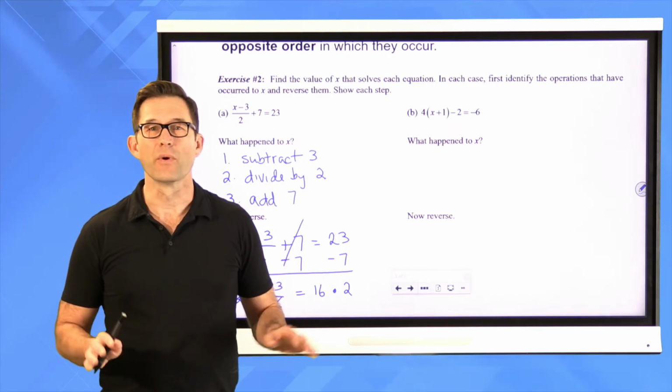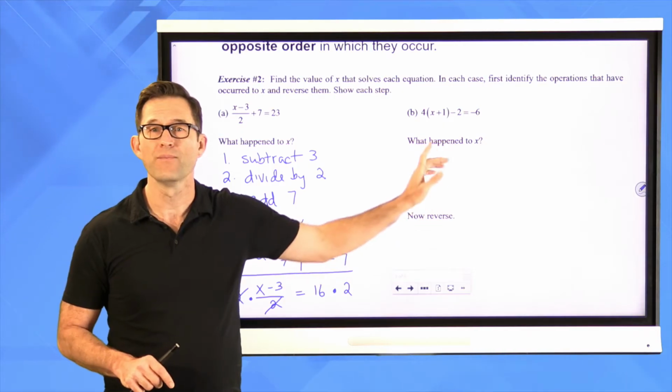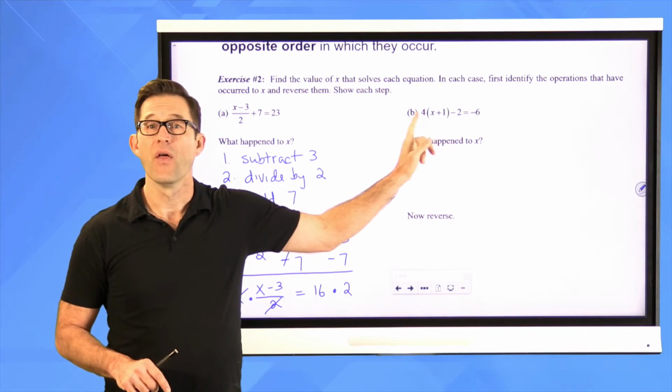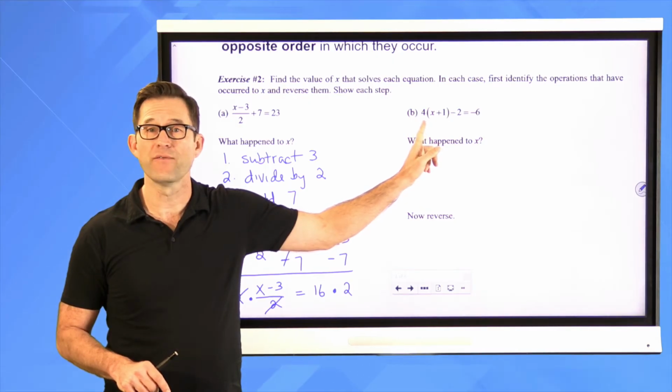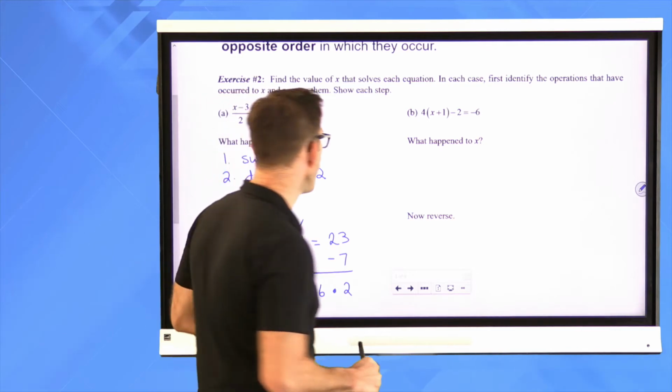All right, let's go through it. So the first thing I see is, I'm going to just walk through them, then I'll write them down: inside of the parentheses I have 1 being added to x. Then I'm multiplying that parentheses by 4, then I'm subtracting 2. All right, so let's write all those steps down.